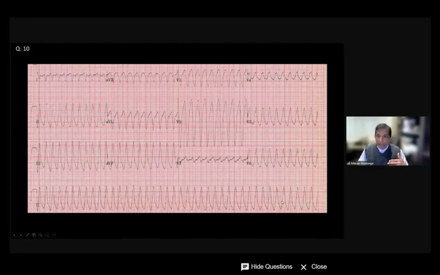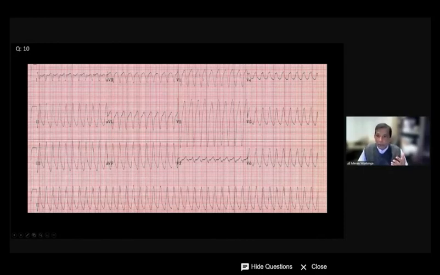You can sometimes argue this could be Wolff-Parkinson-White, but I don't want to go into detail. You have to show that what is in front of you is a regular wide complex tachycardia, and the differential diagnosis could be several, but you go further and look to see if it's a wide complex tachycardia or whether there are things like atrioventricular dissociation. In that case, this is ventricular tachycardia.